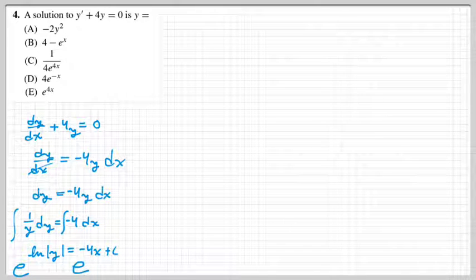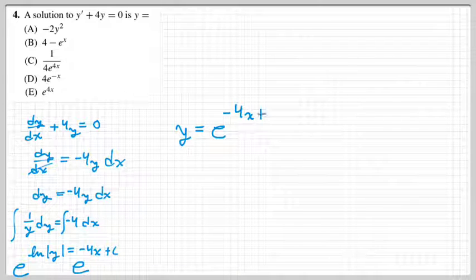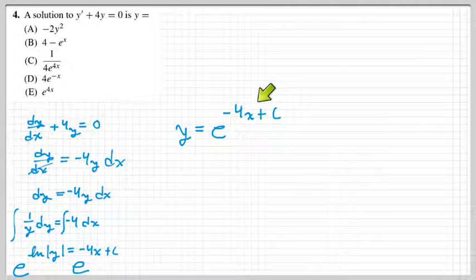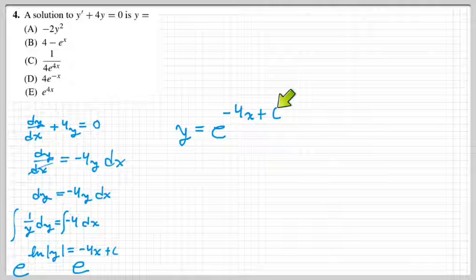Next, I'm going to do a base e to both sides, because my goal is to try to get y alone. Now, the next part is going to be kind of weird, so pay close attention. So we got e raised to the negative 4x plus c. Now, here's the goal. Like it says, which one of these can be a solution to this differential equation? This is a general solution. Why is it called general? Because it has this c right here.